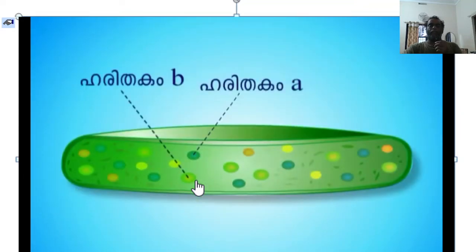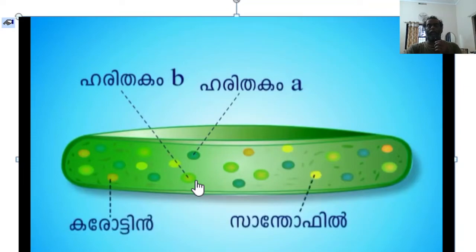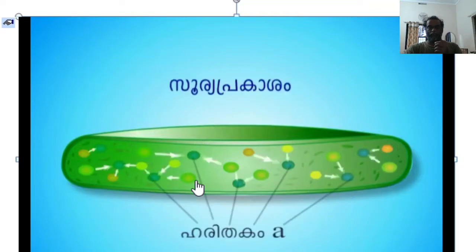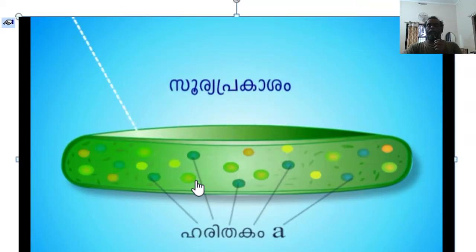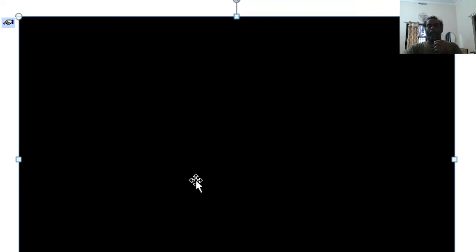And the grana contain different kinds of pigments, mainly chlorophyll A, chlorophyll B, carotene and xanthophyll. Among these various pigments, only chlorophyll A is involved in the process of photosynthesis, and all other pigments are accessory pigments. They help chlorophyll A in the process of photosynthesis.